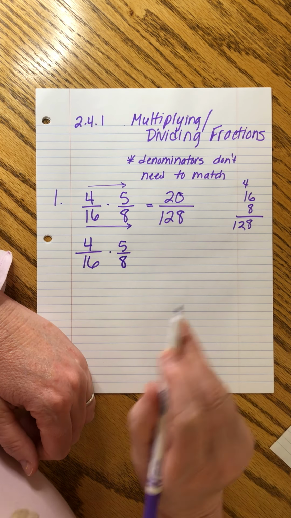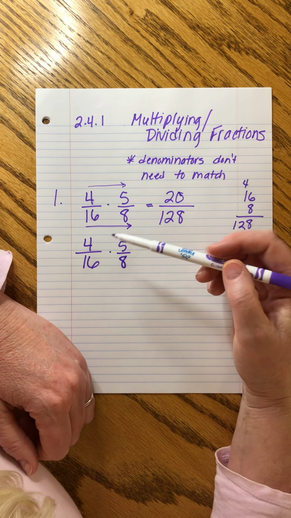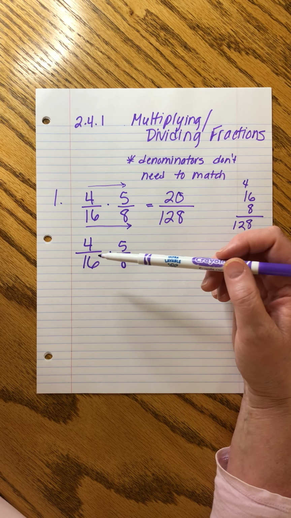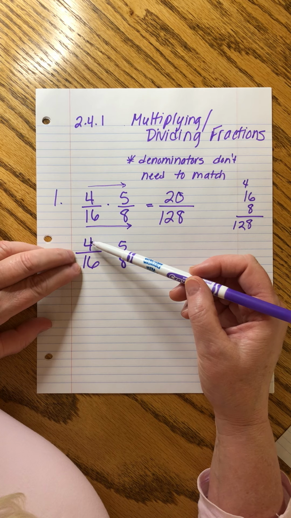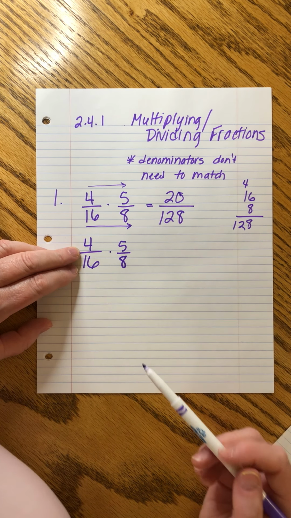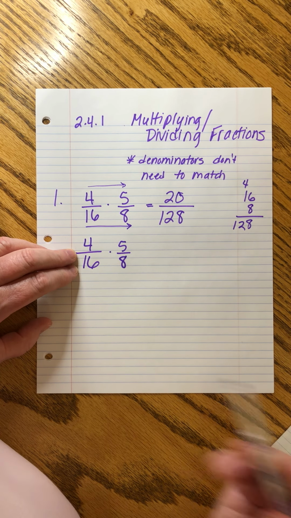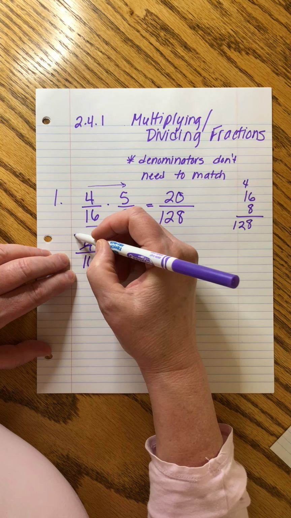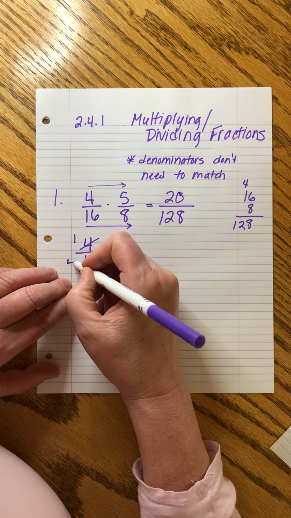What we do is we cancel before we multiply. And what that means is we're looking for patterns in the numbers where we can essentially divide the top and bottom by the same number. So, for example, I notice that there is a relationship between 4 and 16. Both of these numbers are divisible by 4, aren't they? So I'm going to do that. I'm going to mentally divide 4 by 4. That will give me 1. And I'm going to mentally divide 16 by 4, and that will give me 4.